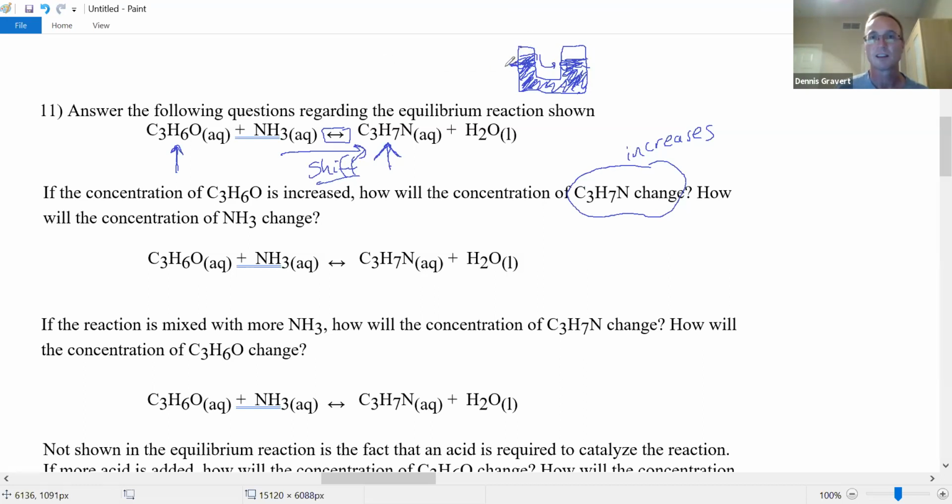Where's my eraser? Until they're equal again. And overall, this side will have increased some and the right side will have increased some. Cool. That's what I mean by shifting to the right.